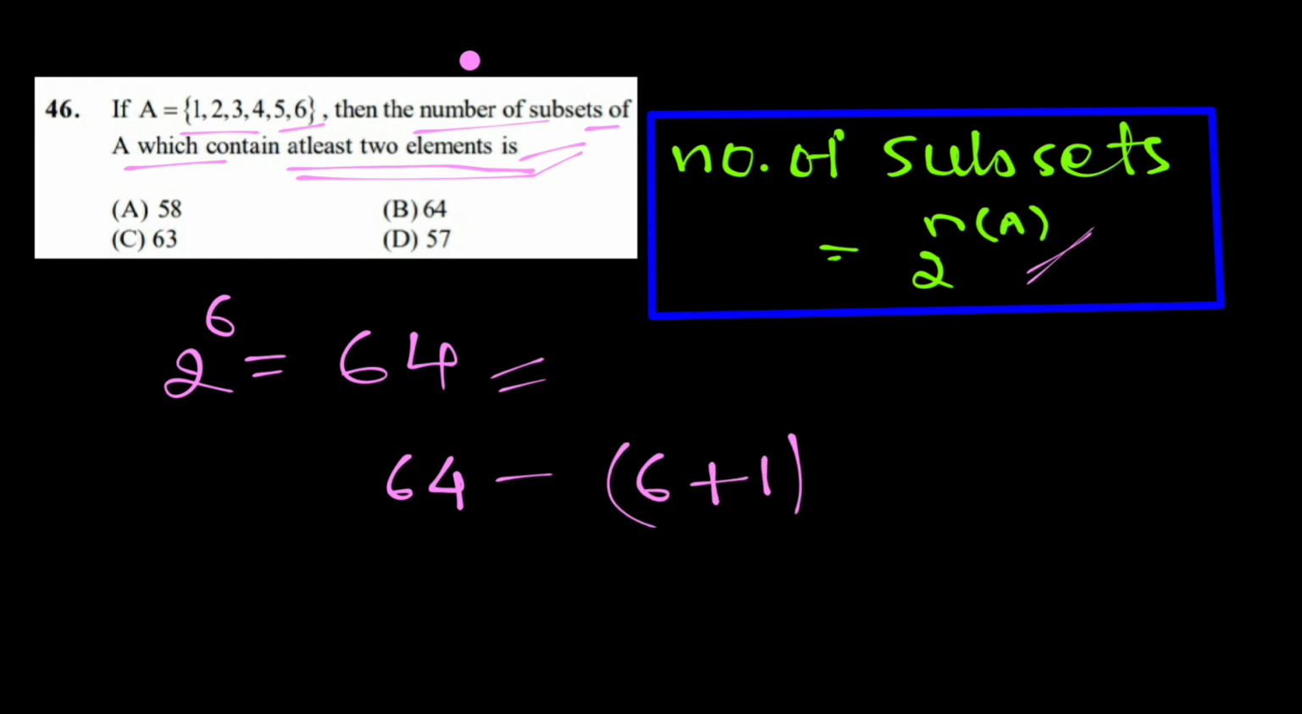So you have to remove from this one, you will get all the at least 2 element sets. 64 minus 7 is 57. So option D is the correct answer.